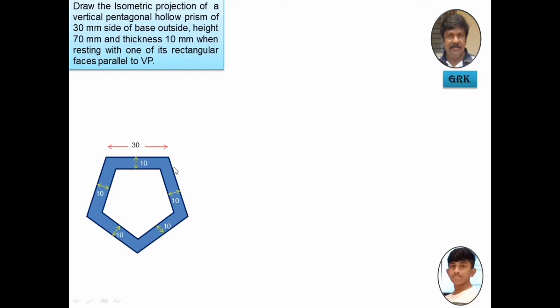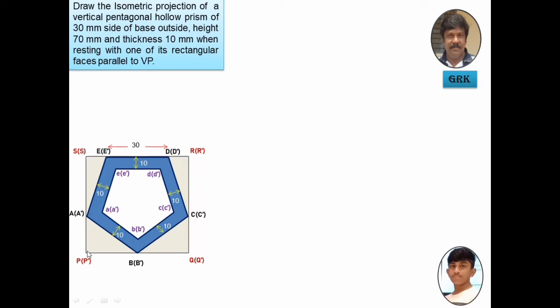To get these non-isometric lines, let us first draw a rectangular block, completely embedding the pentagon in the rectangle. This pentagon has been embedded in the rectangular block so that it becomes easy for us to draw these non-isometric lines by knowing this horizontal distance and this vertical distance. So by knowing these distances, we can mark all these corners and get the pentagon. Similarly, the inner portion also will be drawn with that concept. I have named this rectangular block as PQRS, the pentagon as ABCDE, and the inner hollow portion with small letters a, b, c, d, e.